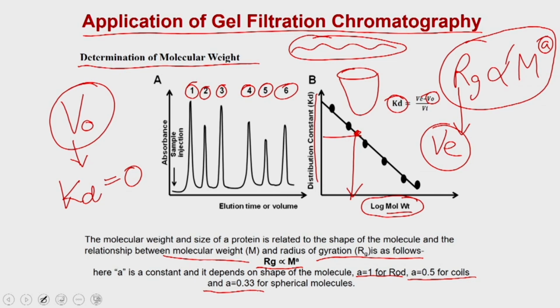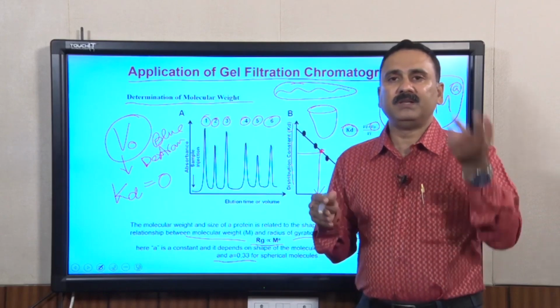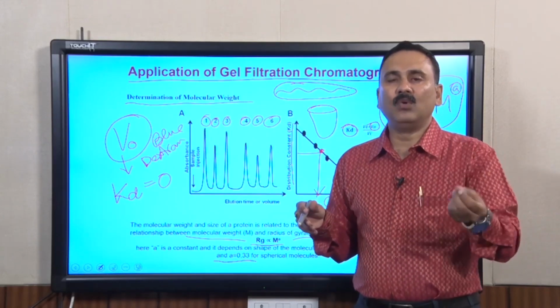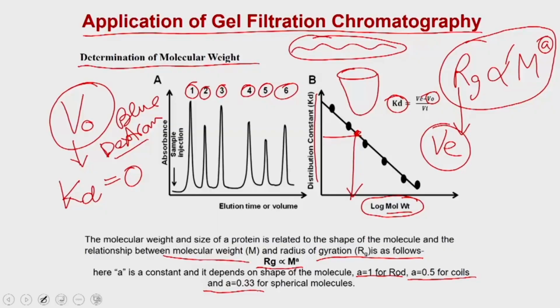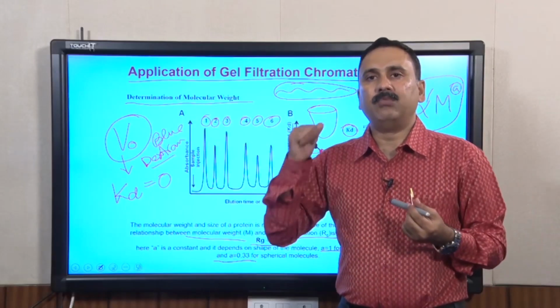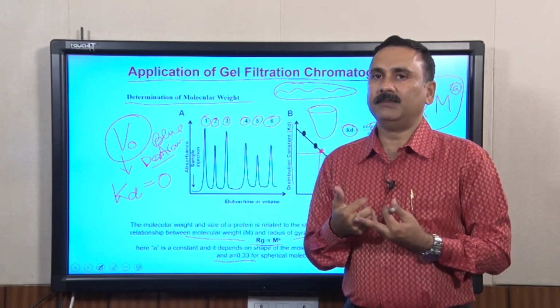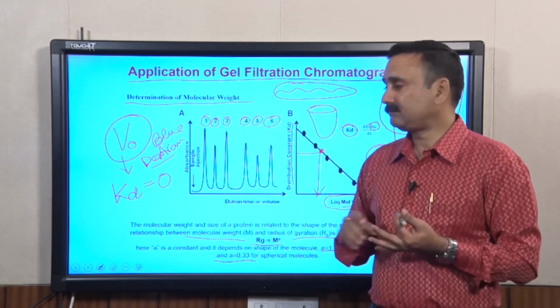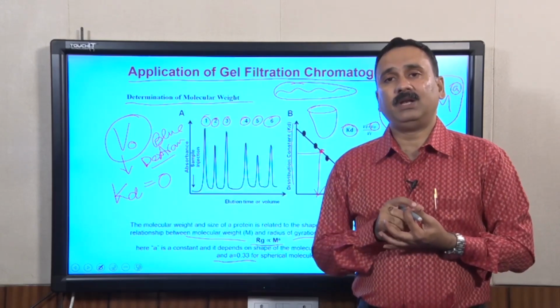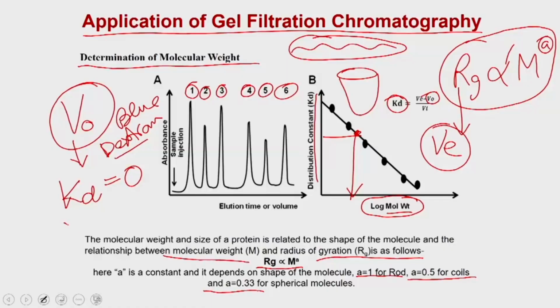One of the classical examples of the sugar that people use is dextran. Because you want to detect this dextran, people stain it with a blue dye, and that is why it is called blue dextran. If you load the blue dextran onto the column, it is going to be excluded from the column because it is in the extended conformation, and it will exhibit a Kd value equivalent to 0, which means the VE is going to be your VO.